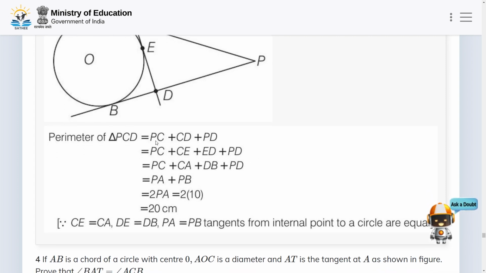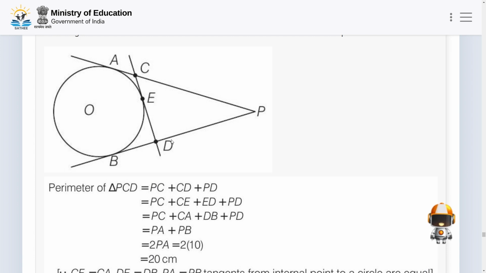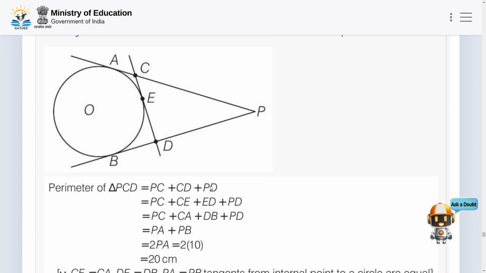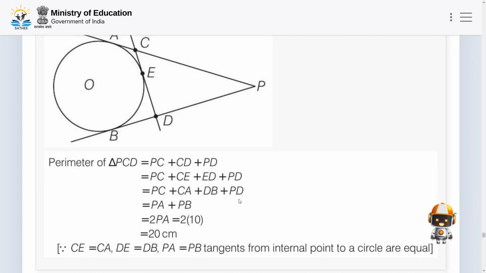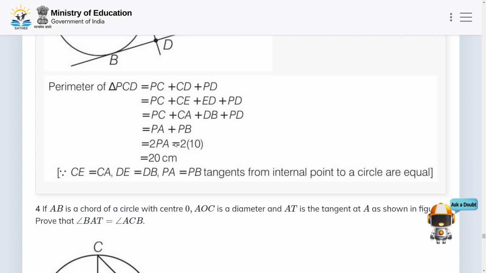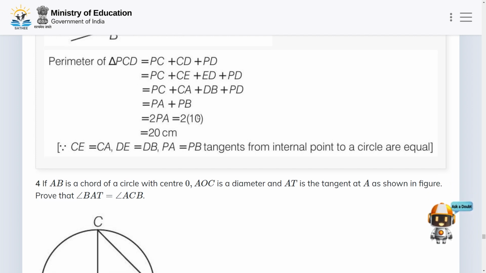is equal to PC plus CD plus PD. This is equal to PC plus CE plus ED plus PD, and this is equal to PC plus CA plus DB plus PD, and this is equal to PA plus PB, which is equal to 2 times PA, which is equal to 2 times 10, that is equal to 20 centimeters. Since CE is equal to CA, DE is equal to DB, and PA is equal to PB, tangents from an external point to a circle are equal.